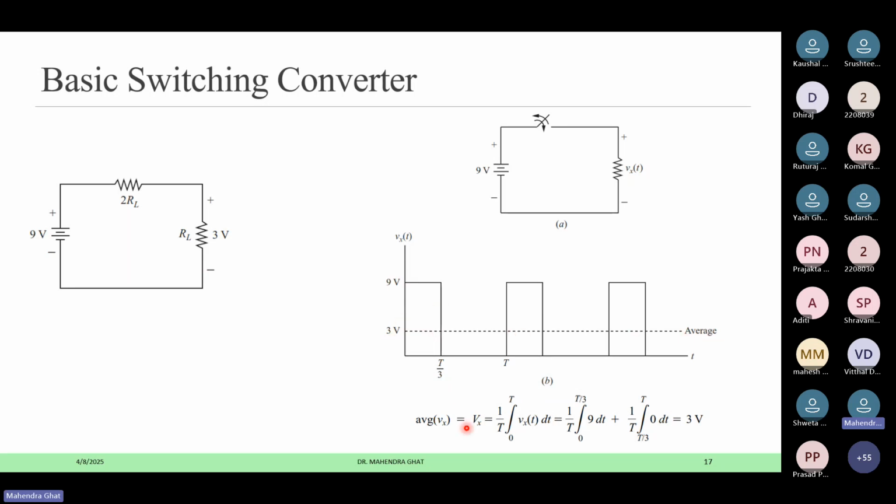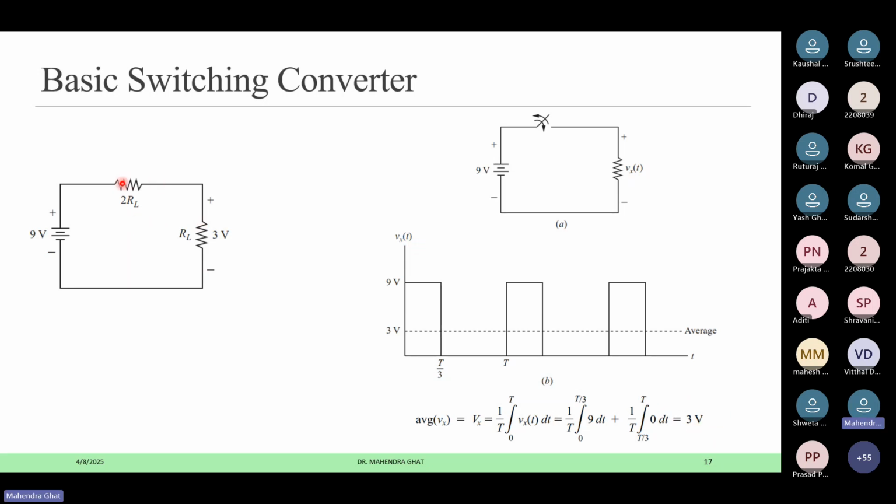So if I want that, I will switch on this switch for 1/3 of the timing. Whatever complete timing is there, I switch on this switch for 1/3 of the timing, so the same thing I have done, 0 to T/3. So only 1/3 timing I switched on, and the input voltage is 9 dt. So if you solve this equation, you get the output of 3 volt.